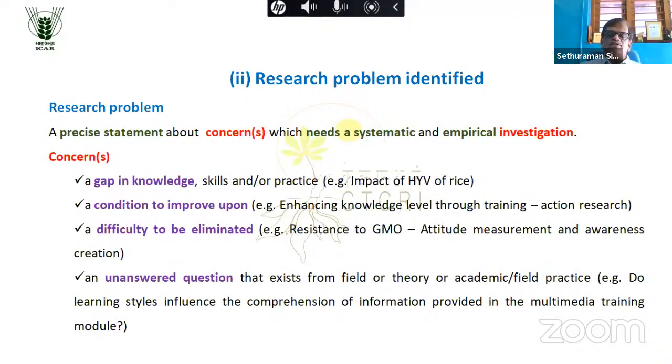Then again, some unanswered question. I already told you that when you are conducting a training program, learning styles play a major role. For example, the role of learning styles in improving the comprehension of the information provided in a multimedia training module. This is also one unanswered question. You do some experiment for this, and you need an experimental research design. So these are the different elements of a research problem: a gap, a condition to be improved upon, a difficulty to be eliminated, and answering an unanswered question. These four are the gaps which have to be addressed through your research work.